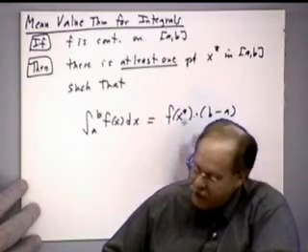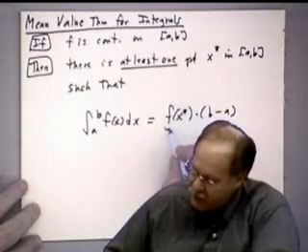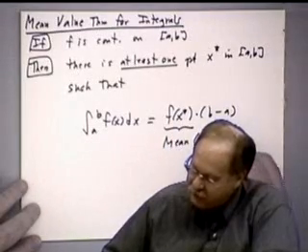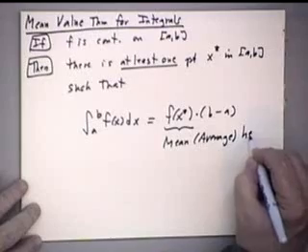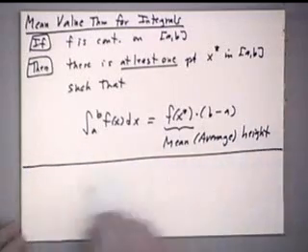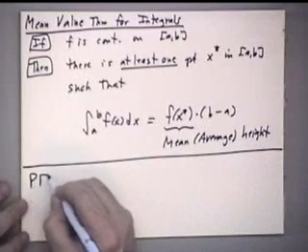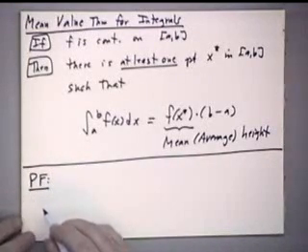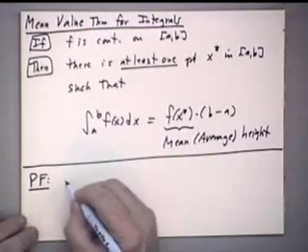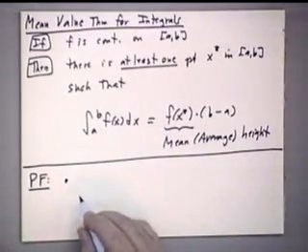So there will be some points so that if you take the functional value, that will give you the mean, or if you like the word average, height of the function. And that's what the theorem says. Now this one is interesting enough that I'm going to go ahead and prove it and pull together some of the notions you've seen before. So let's go ahead and see how this might be proved.